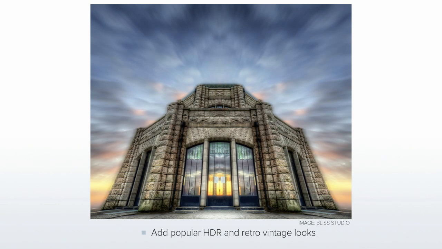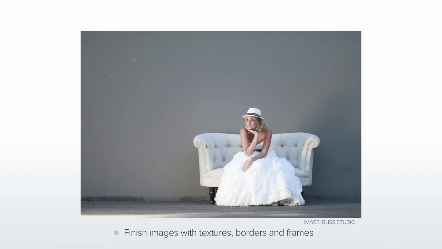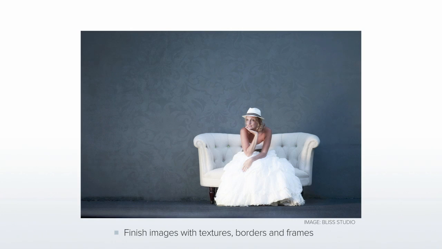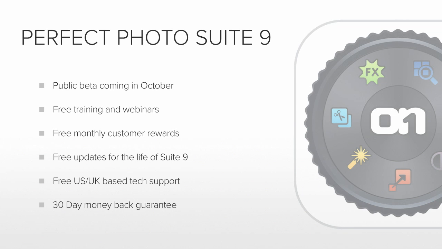It includes tools for popular HDR and retro vintage looks. It also gives you all sorts of textures and backgrounds and borders and frames that you can add to your images as well. So the Perfect Photo Suite 9 is coming in beta form in October. The final version ships at the end of October.